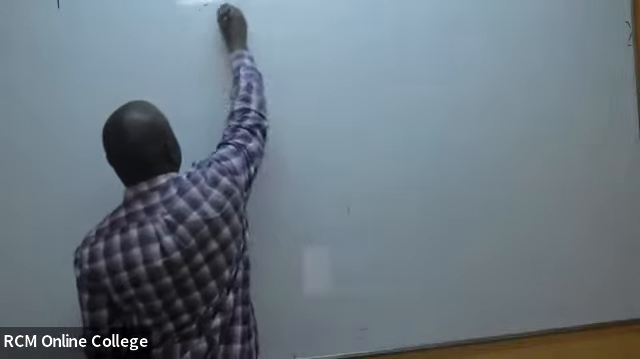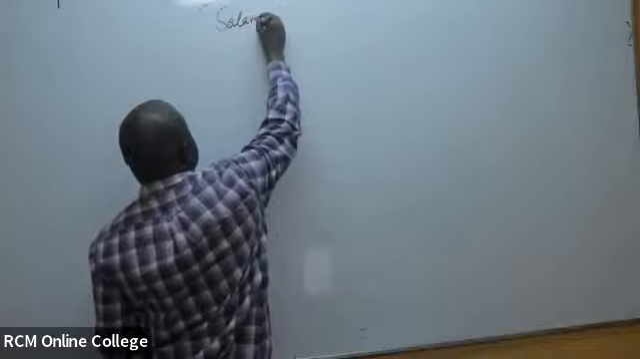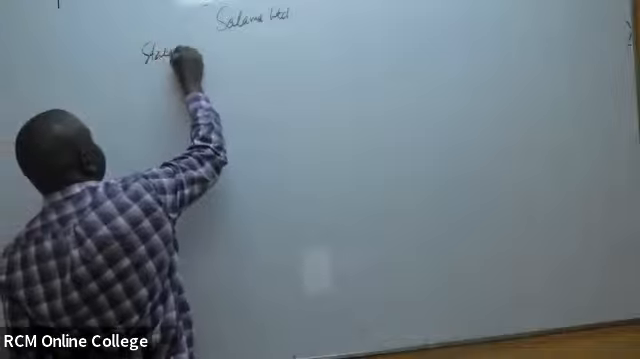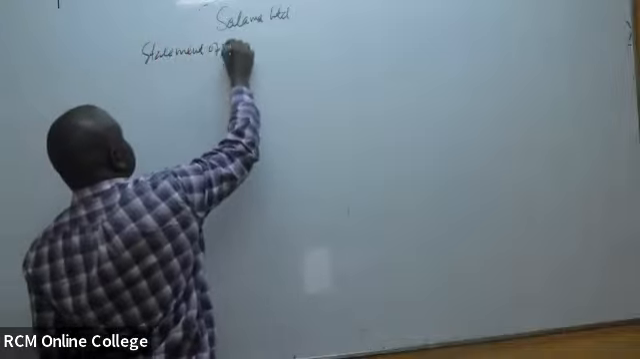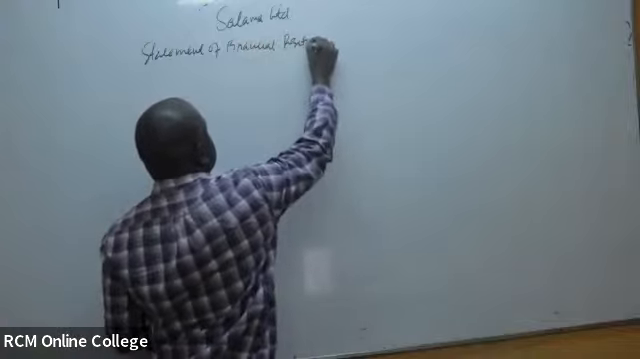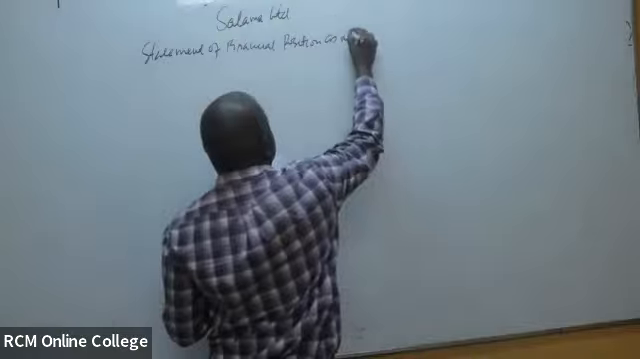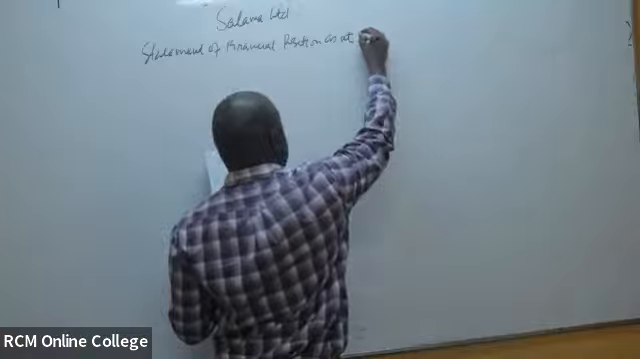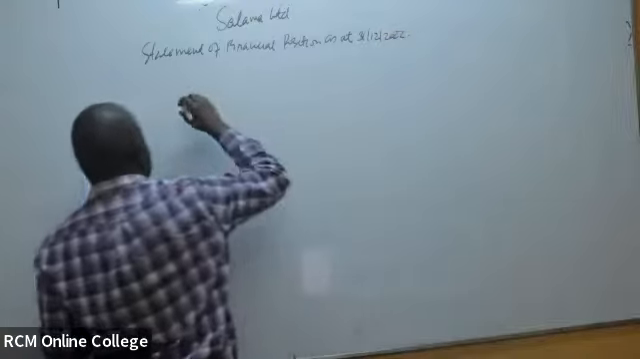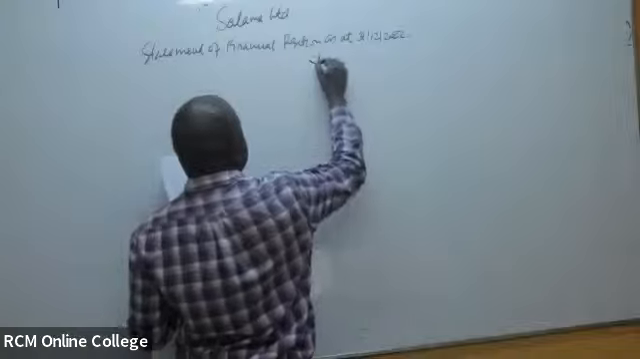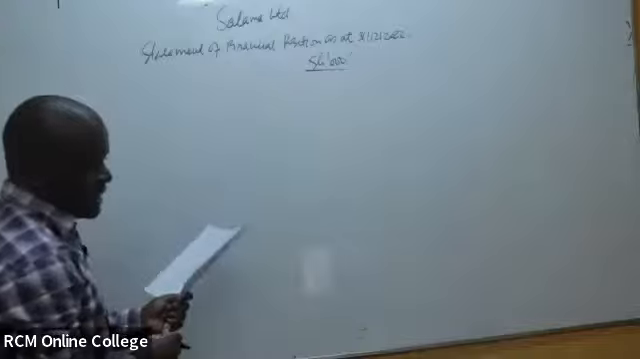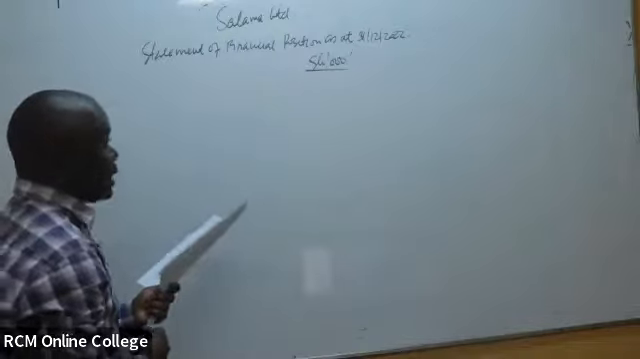So we can now look at the statement of financial position. Salama Limited. Statement of financial position as at 31st of December 2022. We'll have our shillings in thousands. So we can start with the non-current assets.